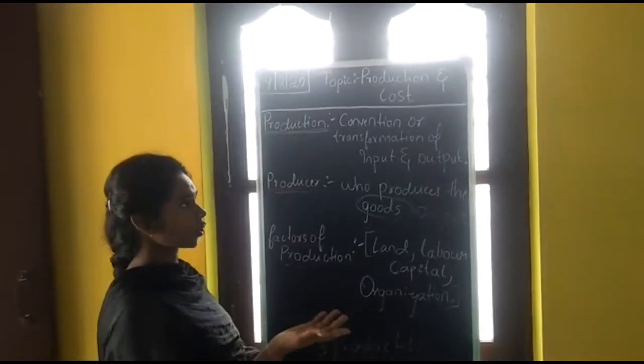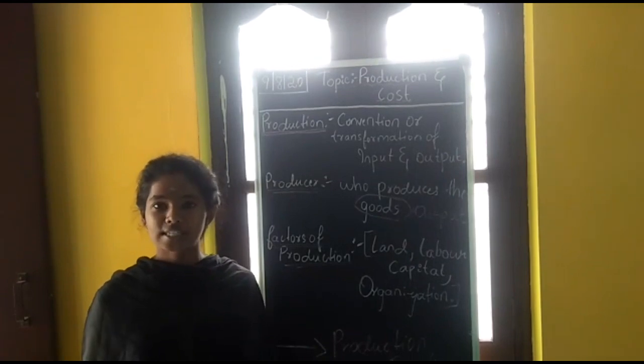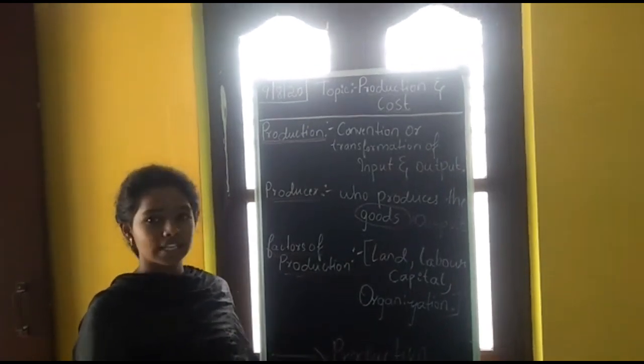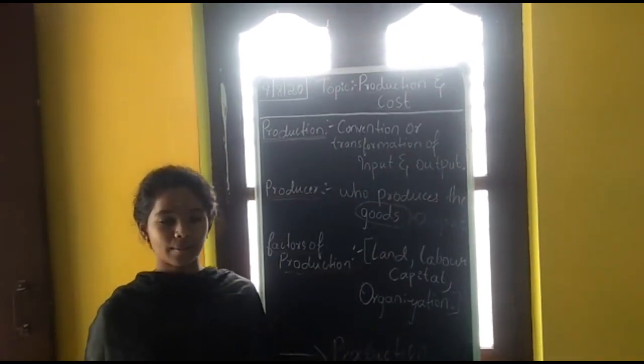I'm going to explain about production and cost. So what is production? Let us know what production is in detail. Production is nothing but the conversion or transformation of input into output. To make it simpler and easier, I am going to give you an example of a building.